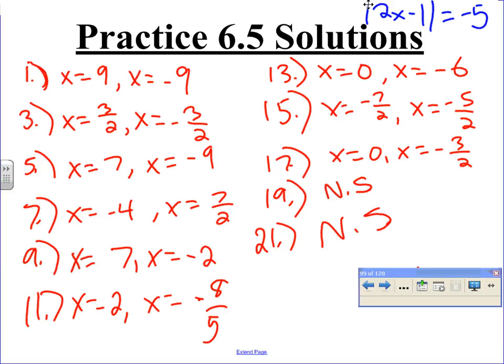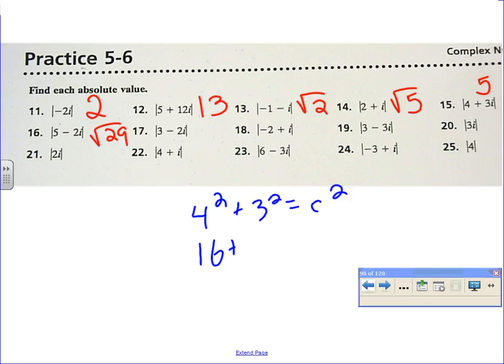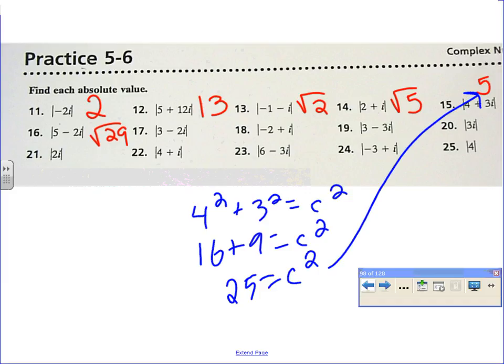Eric. 15 on this one, right? The other one. Okay, let me go over here. After you graph it, Eric, you're just using Pythagorean's theorem to find the diagonal. So you take 4 squared plus 3 squared equals c squared. 16 plus 9 equals c squared. Square root of 25 is 5. You're okay with graphing it, right? Okay. Anyone else?